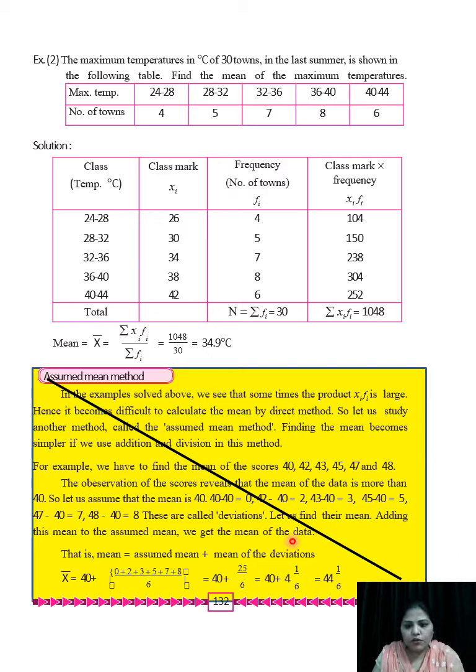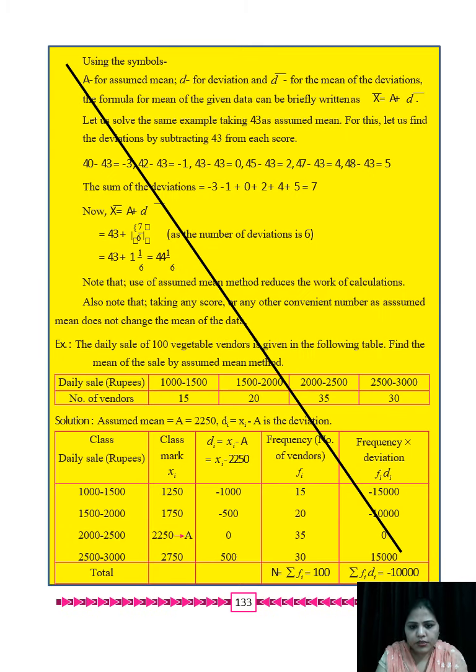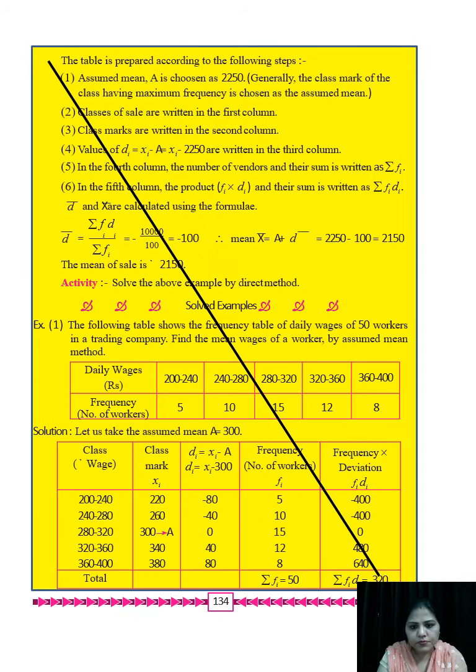Assumed mean method. You all know that we were having three methods to calculate mean: direct method, assumed mean method, and step deviation. So assumed mean method, strike this out, page number 132. Then we'll move ahead. 133 cancelled. 134.